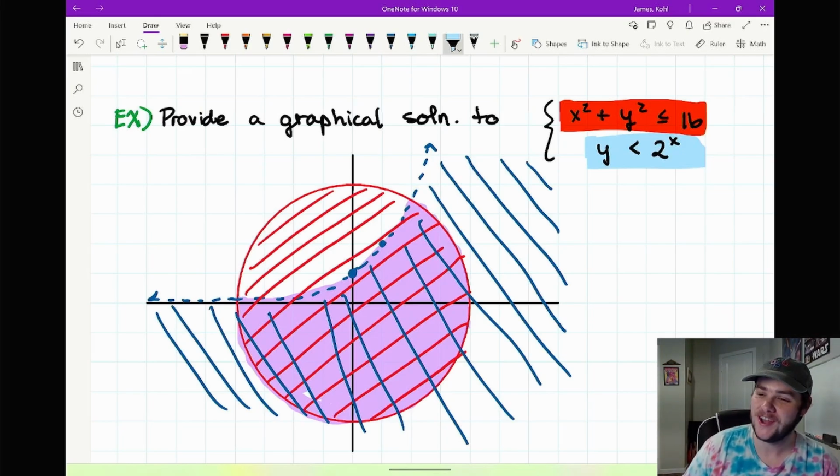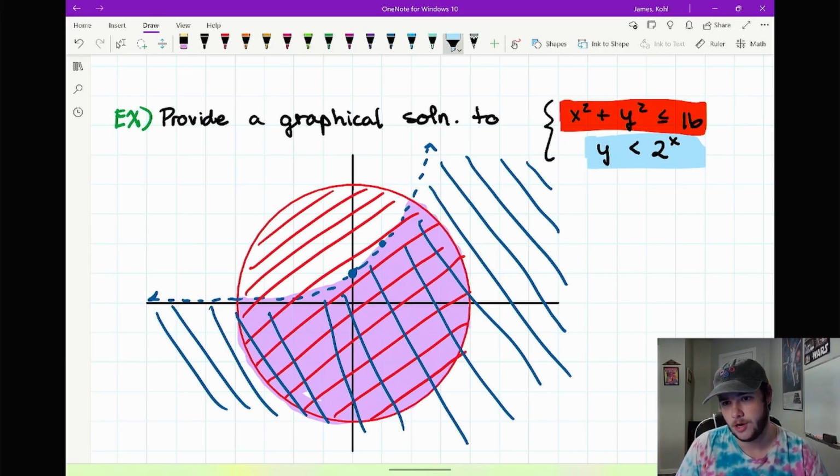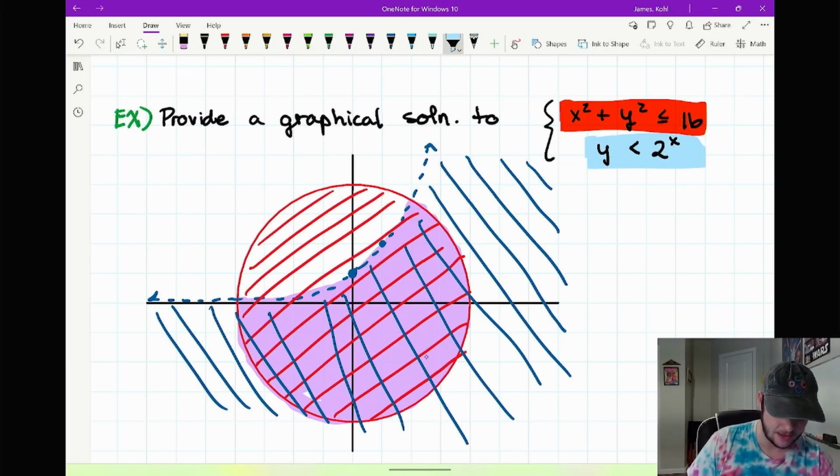In this picture, I have drawn x squared plus y squared is less than or equal to 16 in red. If this were an equation, we should recognize this as a circle with center 0 and radius 4. And of course, the circle is the set of all points that are 4 away from its center. But here I'm looking for the set of all points that are less than or equal to 4 away from the center. So it's everything inside the circle.